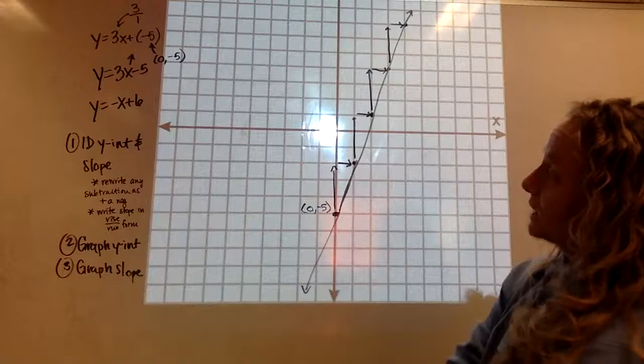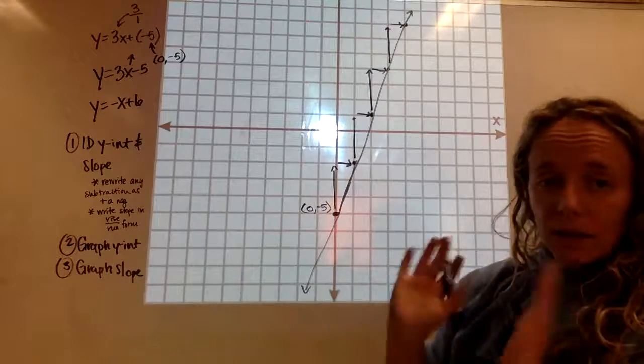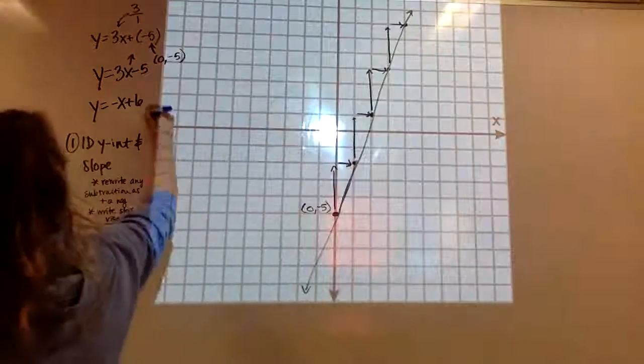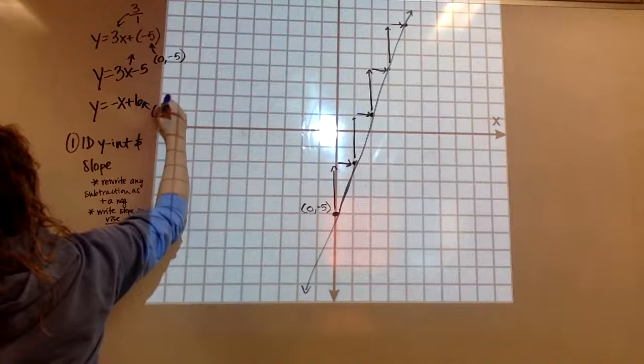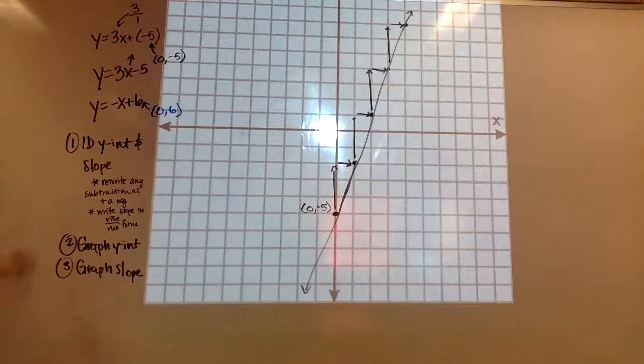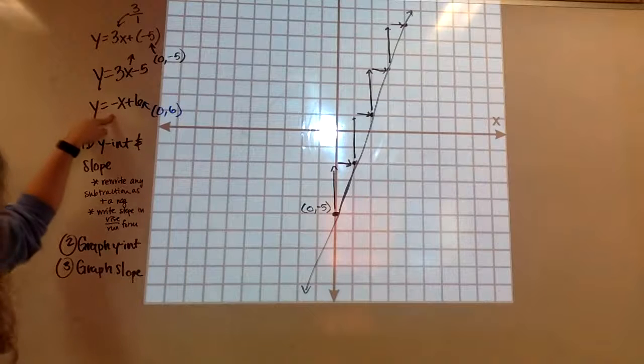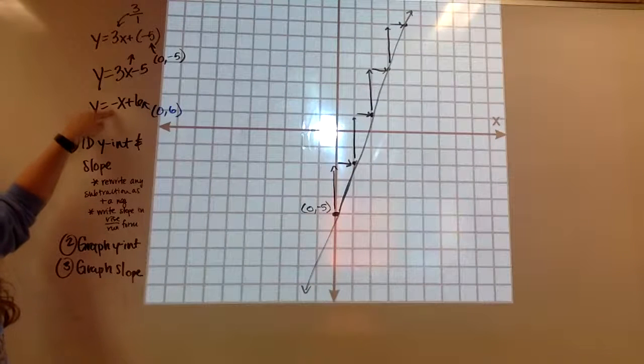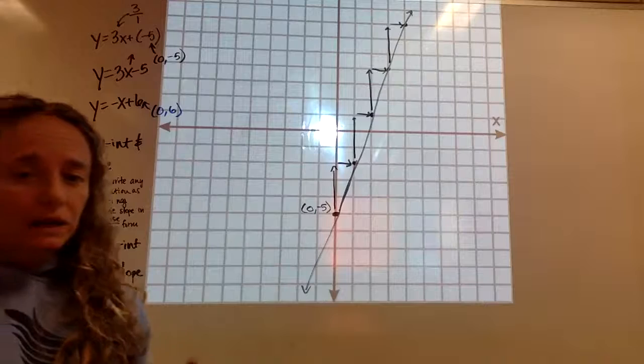y equals negative x plus 6. My y-intercept, I'm going to identify that first. My y-intercept right here, (0, 6). My slope is a little harder to see this time. y equals negative x plus 6. We've talked about this before.